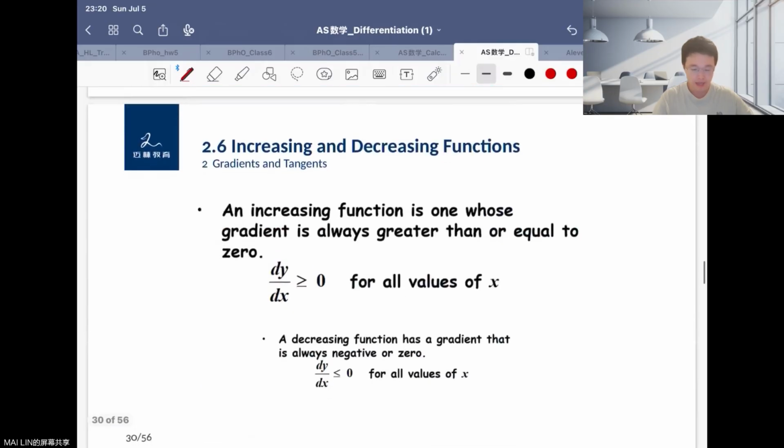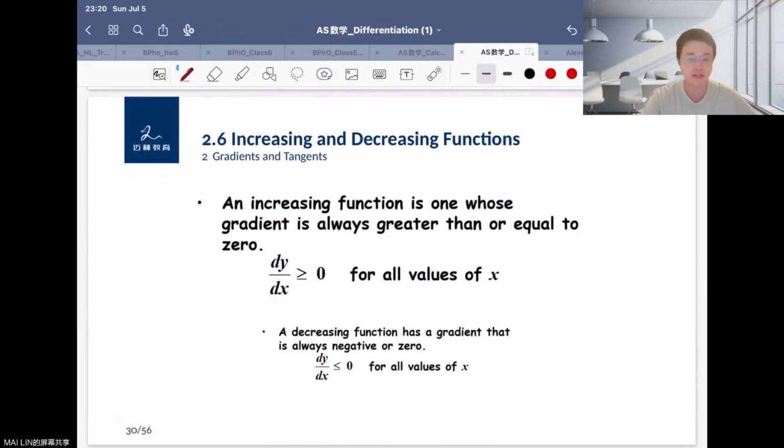Okay. And also, let's move to the next part about increasing and decreasing functions. So here are the two definitions. First, an increasing function means dy over dx is bigger than or equal to 0. Okay, so that is the increasing function. For example, if the function is always increasing, that means the differentiation also becomes a positive value. That is for an increasing function, right? And when it is decreasing, that means dy over dx is smaller than or equal to 0. So that is for all the y values.